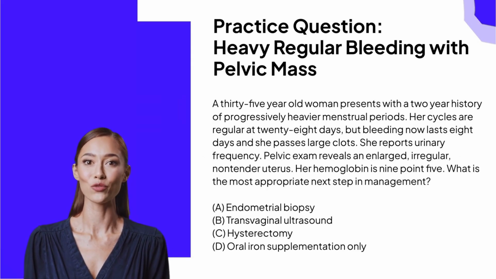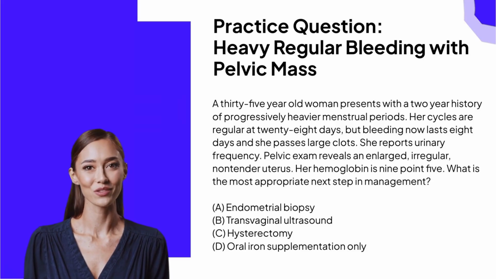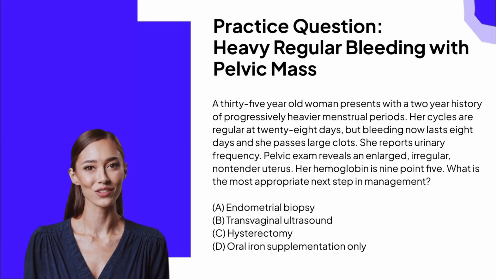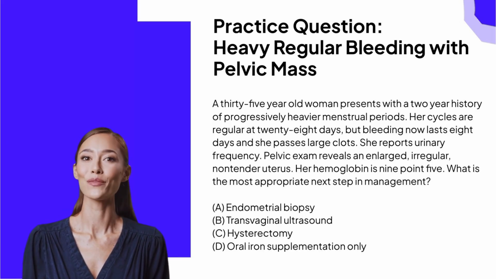A 35-year-old woman with 2 years of progressively heavier but regular periods. She passes large clots, has urinary frequency, and her pelvic exam shows an enlarged irregular non-tender uterus. Her hemoglobin is low at 9.5. What is the most appropriate next step?